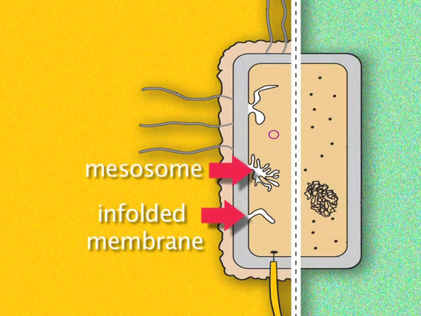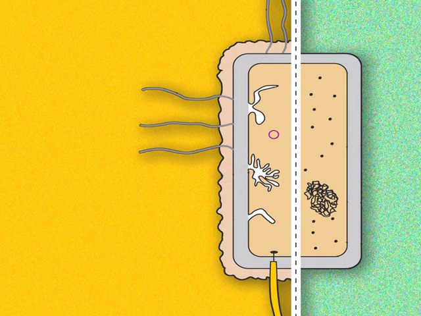Some have inwardly folded membranes giving more surface area for photosynthesis or respiration, or a mesosome that may be involved with cell division and formation of new cell walls. Some have pili, hair-like structures that help attach them to host cells.